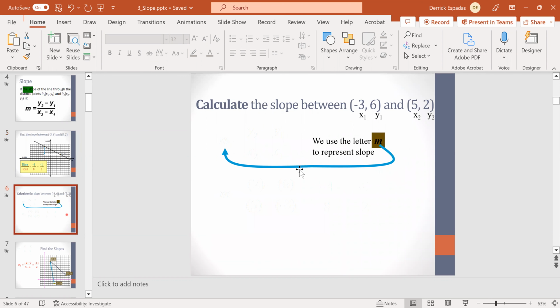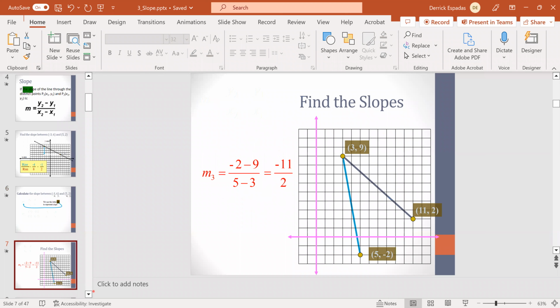We use the letter M to represent slope. I don't know why, we just do. So when you see M, like in our linear equation y equals mx plus b, M just means slope. If we know the slope, we just replace M with the slope and continue on with whatever math we're moving on with. So let's take a look at another one.